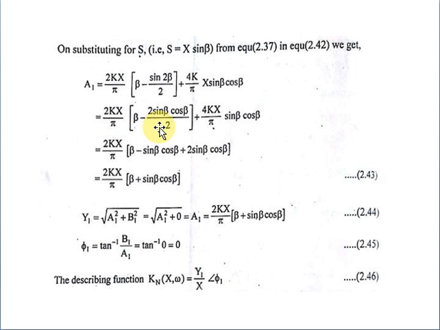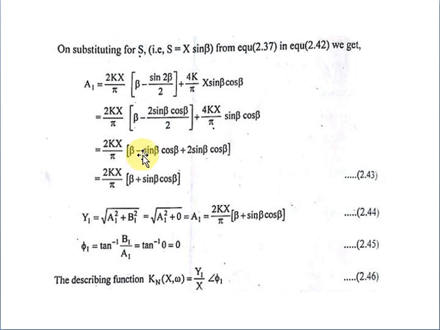Then 2kx by pi into beta minus, here sin 2 beta becomes 2 sin beta cos beta. Sin 2 theta is equal to 2 sin theta cos theta. Therefore sin 2 beta is equal to 2 sin beta cos beta. 2kx by pi into beta minus sin beta cos beta. 2 and 2 get cancelled. Therefore beta minus sin beta cos beta plus 2 sin beta cos beta.